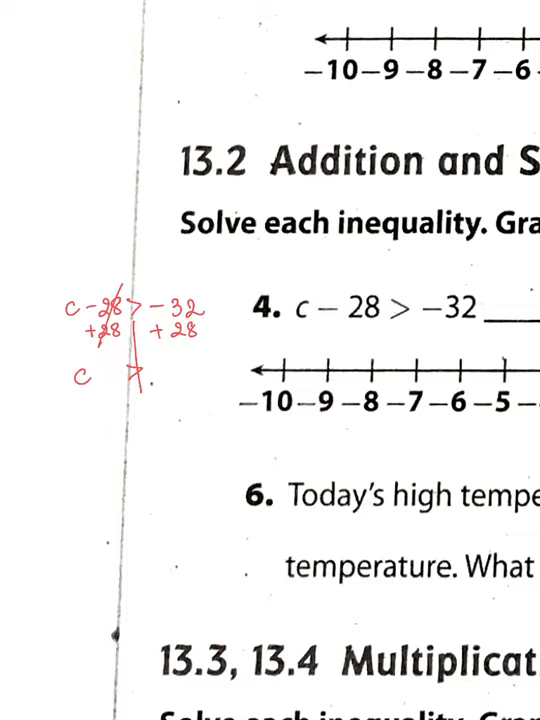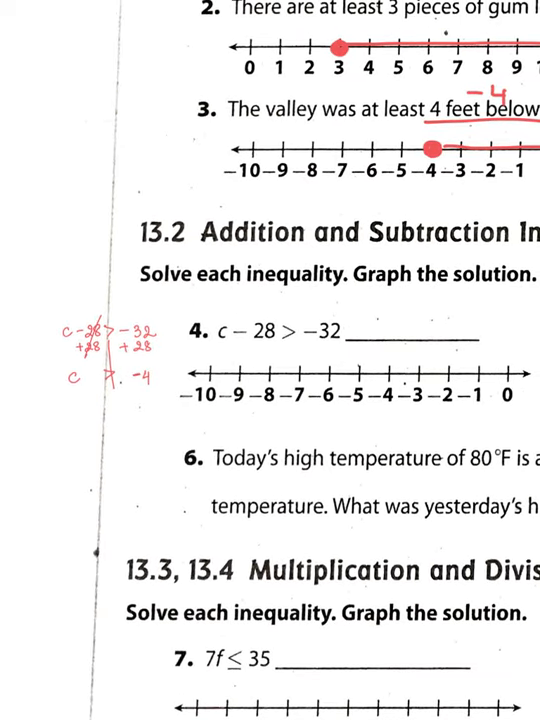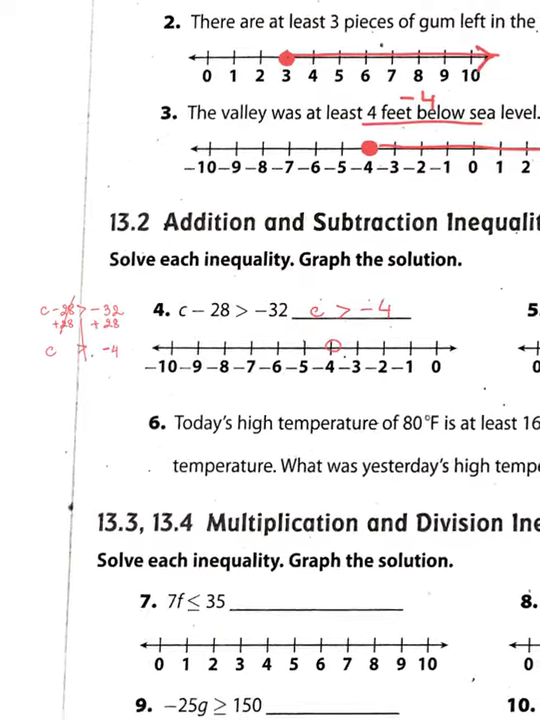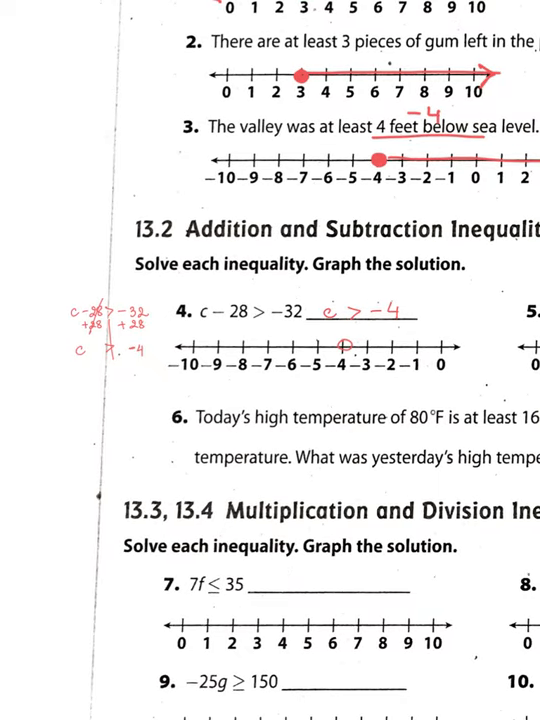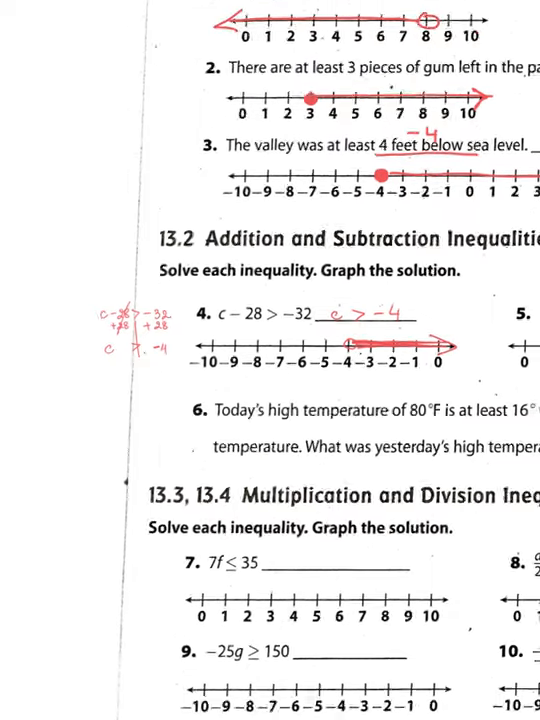-32 plus 28. Same sign, add and keep; different signs, subtract. So this is different signs, so I'm going to subtract. 32 subtract 28, I have 4. And I keep the sign of the higher number. It's -4. So I will have C greater than -4, open circle. Greater than -4 means a number bigger than -4, which will be -3, -2, -1, and 0. So that's why my line is shaded to the right.